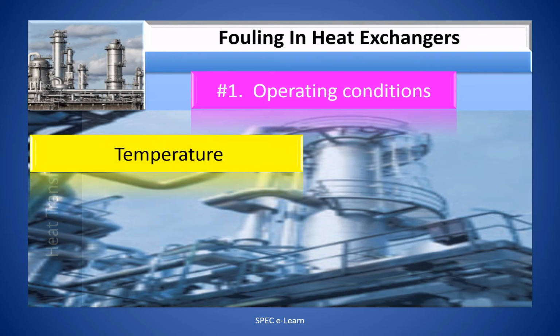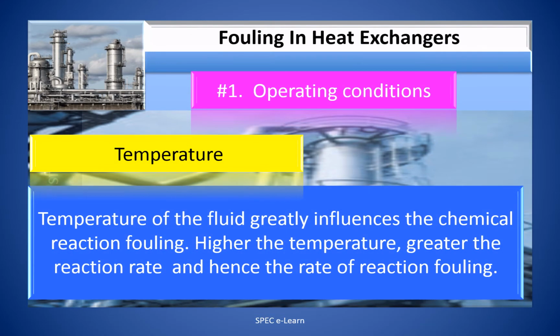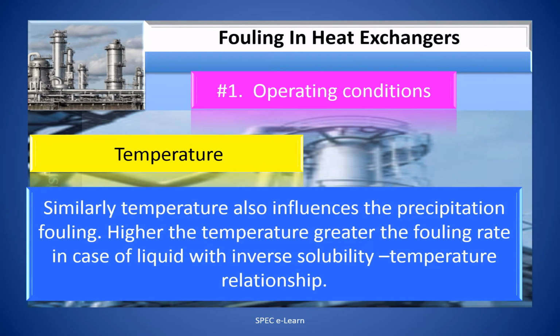Next, the temperature. The temperature of the fluid greatly influences chemical reaction fouling. The higher the temperature, the greater the reaction rate, and hence the rate of reaction fouling. Similarly, temperature also influences precipitation fouling. The higher the temperature, the greater the fouling rate in the case of a liquid with an inverse solubility temperature relationship.